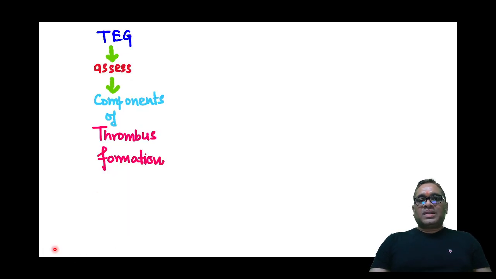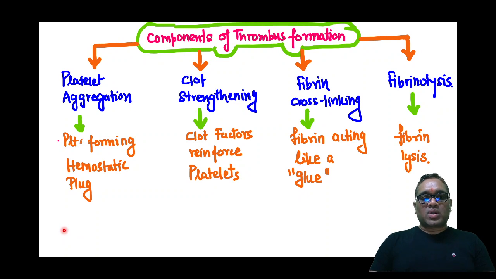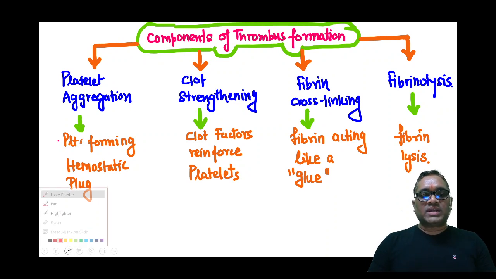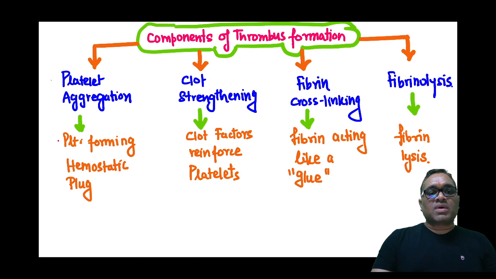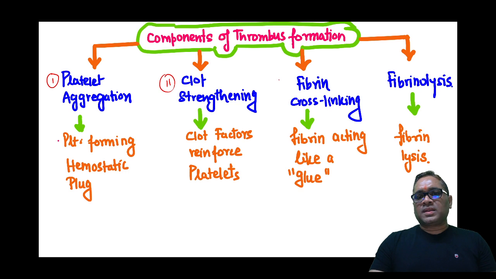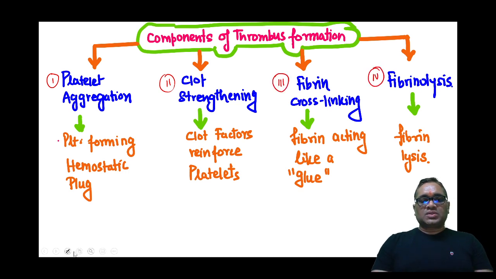So in TEG, basically we are assessing the components of the thrombus formation, right? So why I said it is a dynamicity of the coagulation pathway, because it is going to measure the components of the thrombus formation, and thrombus formation requires four important components, right? So what are these four important components in any thrombus formation? Number one is the platelet aggregation. Number two is the clot strengthening. Number three is the fibrin cross-linking, and number four is the fibrinolysis. So we all know about all these things, right? These are the basic things.